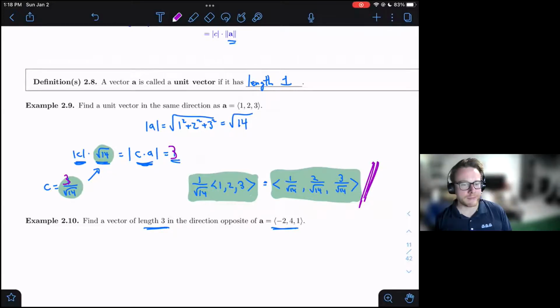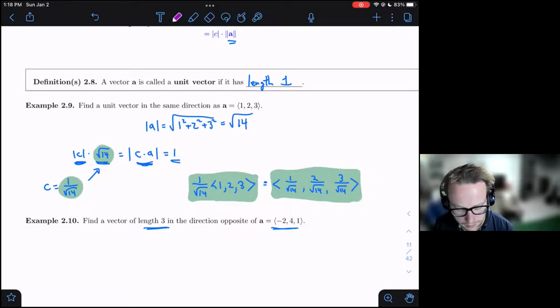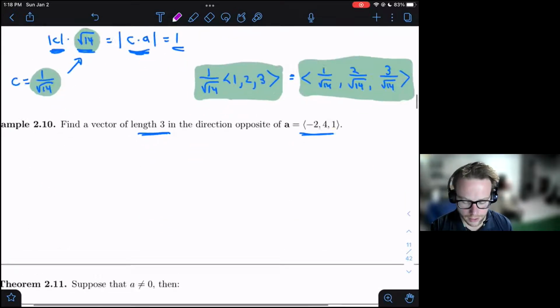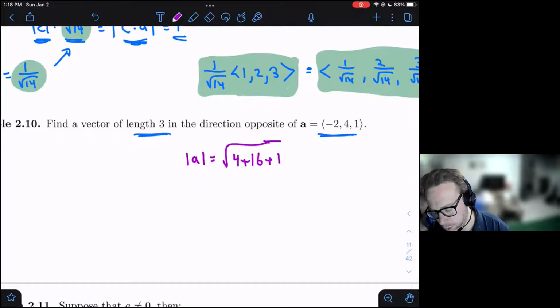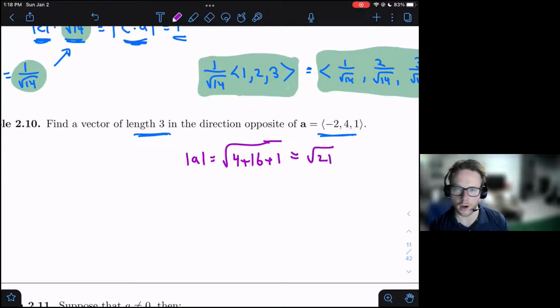And so we're going to do the same sort of deal here, but we want it to be length 3. So instead of the 1s everywhere, we're going to put those 3s there. So let's do this one a little bit faster here. I'm going to take those off. Okay, let's figure out what is the current length. So 4 plus 16 plus 1, I'm just squaring each piece there. So this has length root 21.